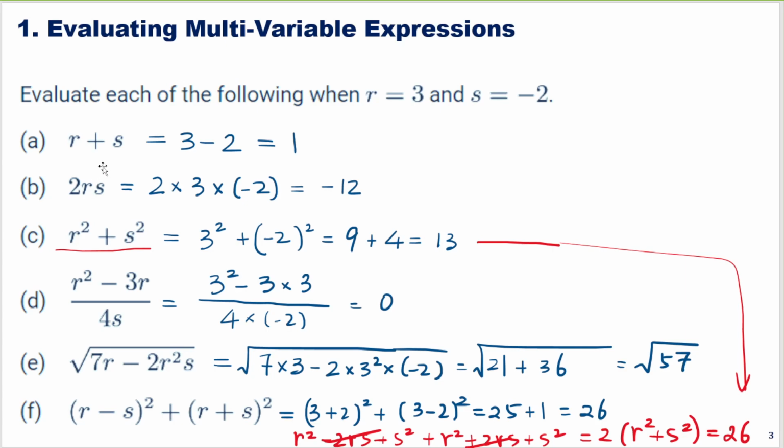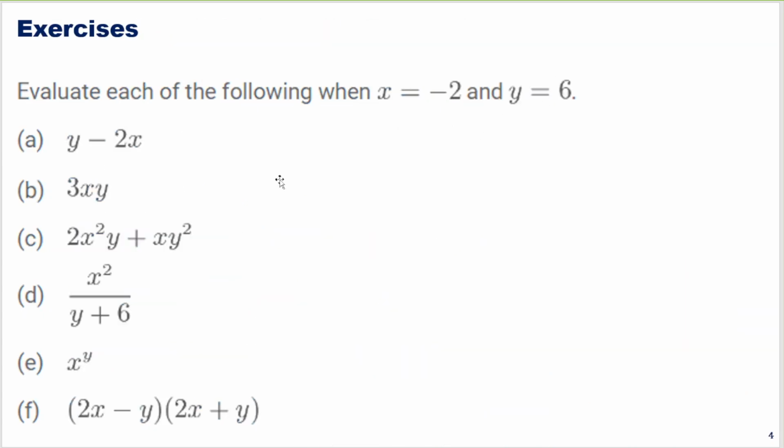Do you have any questions? Okay, if not, let's try it one more time, okay? And again, once you finish, please give me your answer in the chat box. Evaluate each of the following when x equals negative 2 and y equals 6.